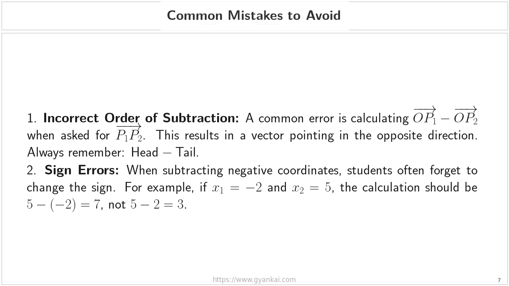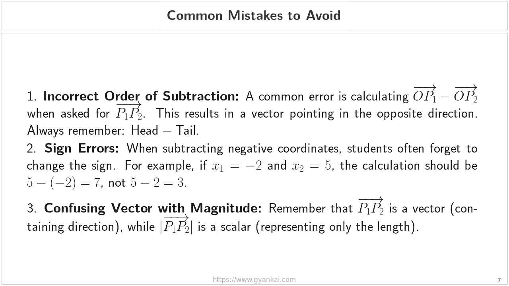Second, watch out for sign errors. This isn't strictly a vector problem, but it's a classic algebra trap. When you are subtracting coordinates that are already negative, you must be very careful with your signs. For instance, if the x-coordinate of your first point is -2 and the x-coordinate of your second point is 5, the calculation must be 5 minus -2, which simplifies to 5 plus 2, giving you 7. Many students mistakenly just subtract the absolute value and get 3, which is incorrect. Always use parentheses to keep your signs clear.